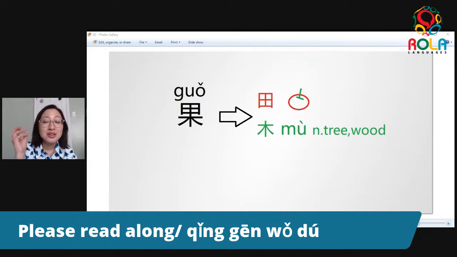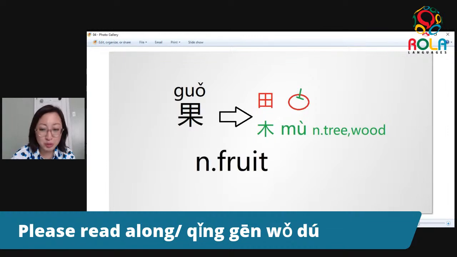So the whole Chinese character looks like fruit growing on the tree. Hence, we get the meaning of this Chinese character, 果. 果 means, of course, at this point you know, fruit. But again, it's a little bit different in Mandarin, what this 果 carries, than what we say in English, fruit.